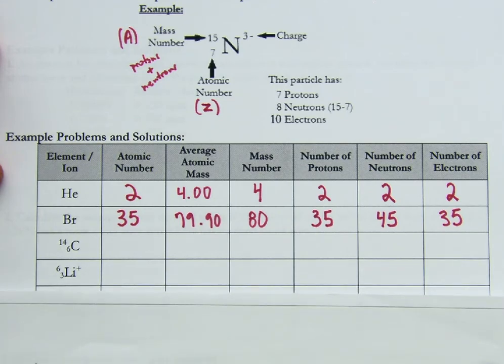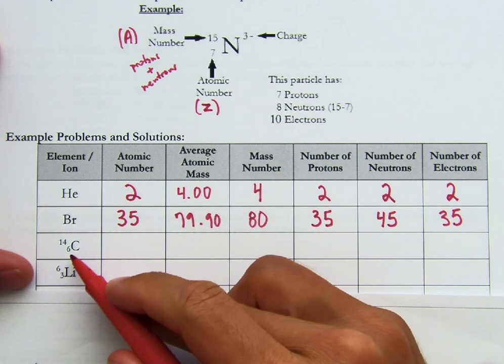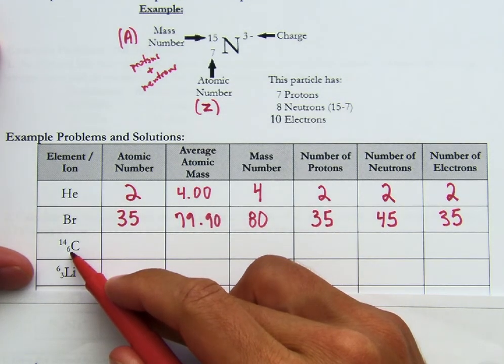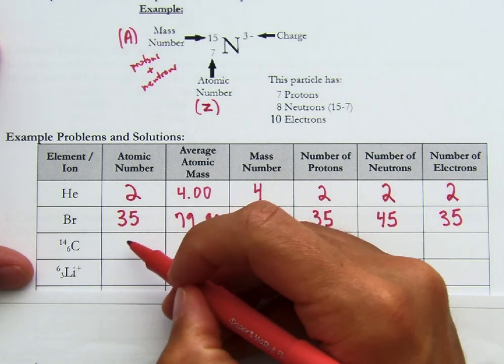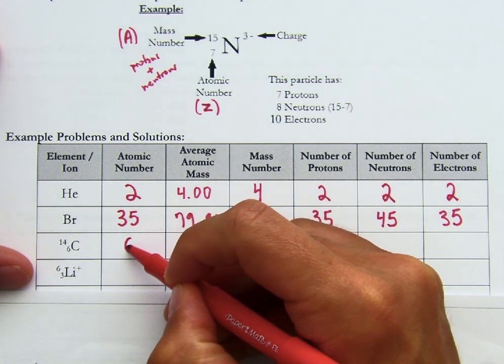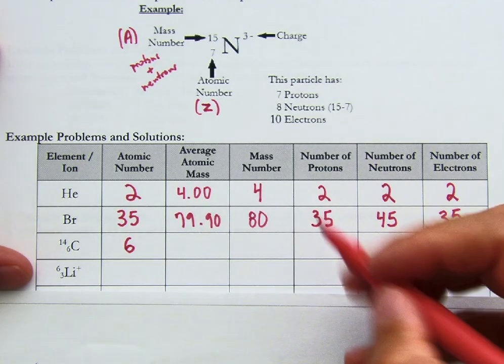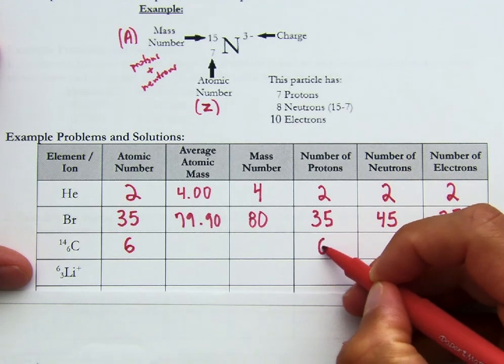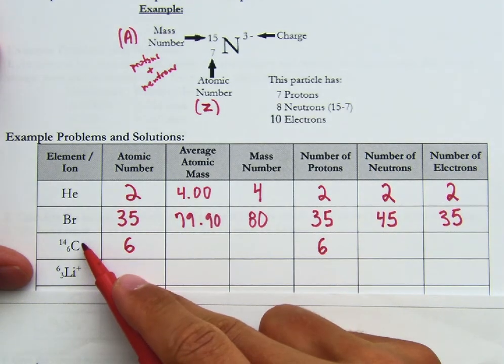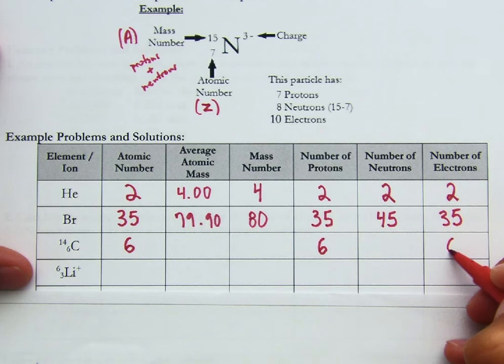Okay, so let's do some of the ones here where information is provided. So if we have a number in the bottom left here that's a 6, that's the atomic number. And if you look on the periodic table, you can see that carbon is number 6. So just jumping ahead, if it's atomic number 6, that means the number of protons is 6. And you can see that there's no charge, so that means the electrons are also 6.